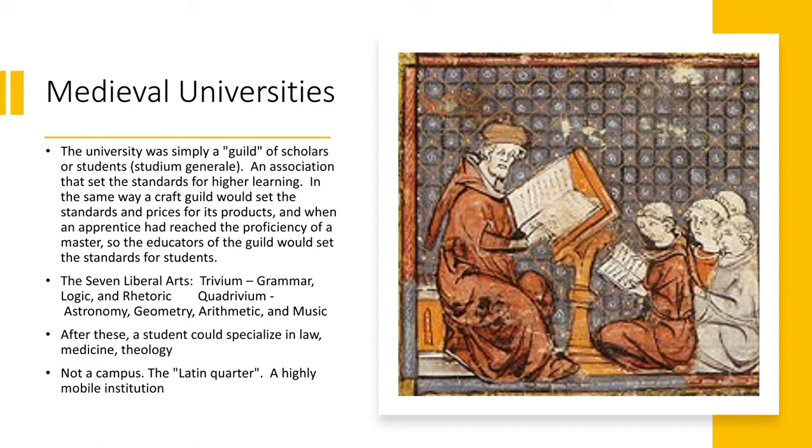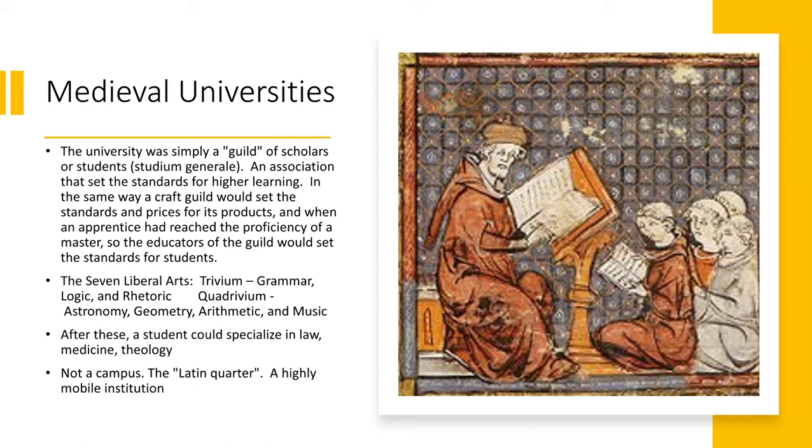And so the medieval universities were guilds of scholars, or sometimes students. They were the ones who organized the guild. It was called back then a studium generale, and that was the place for general learning, right? The Guild of Scholars. And what did they learn there? We've talked about these before: the seven liberal arts, the trivium, grammar, logic, and rhetoric, and the quadrivium, the higher level of that, astronomy, geometry, arithmetic, and music.